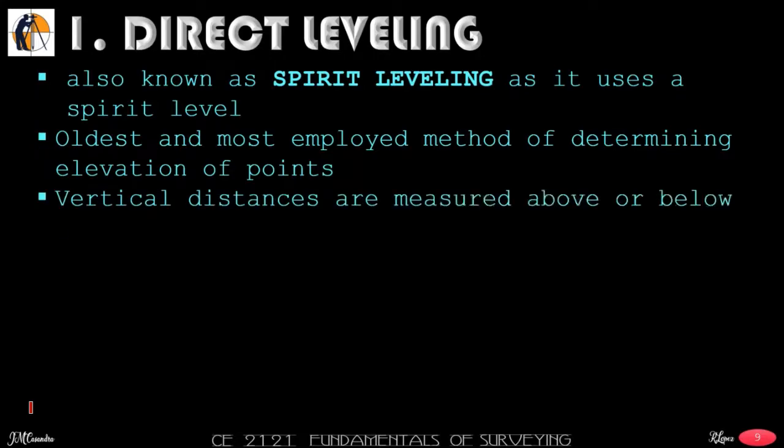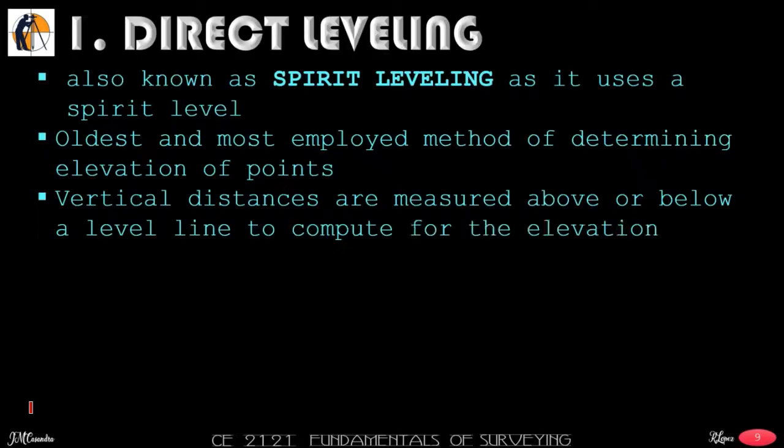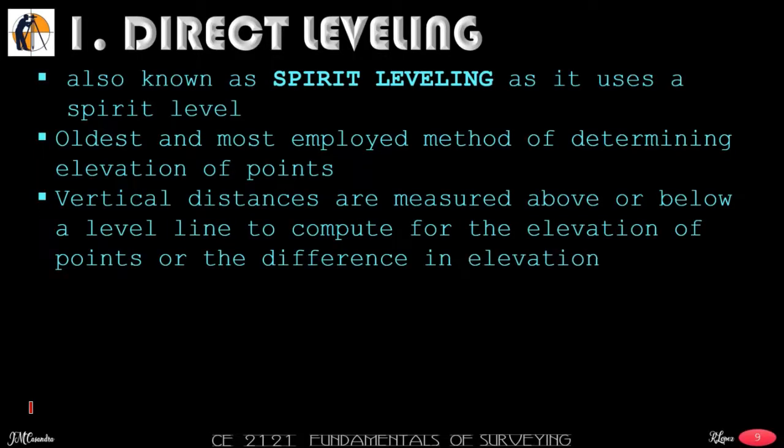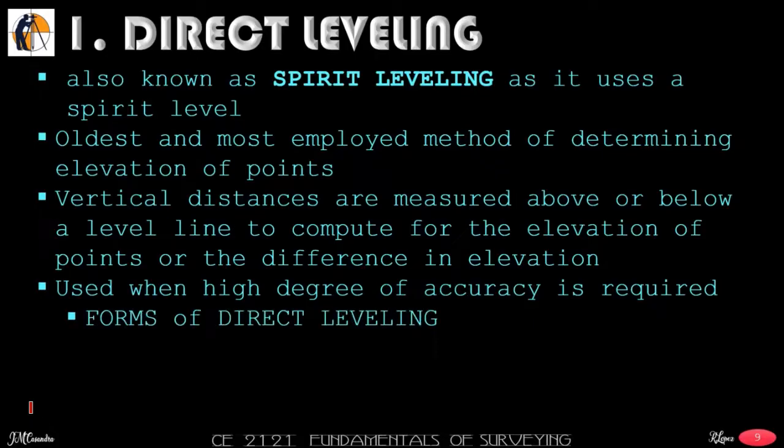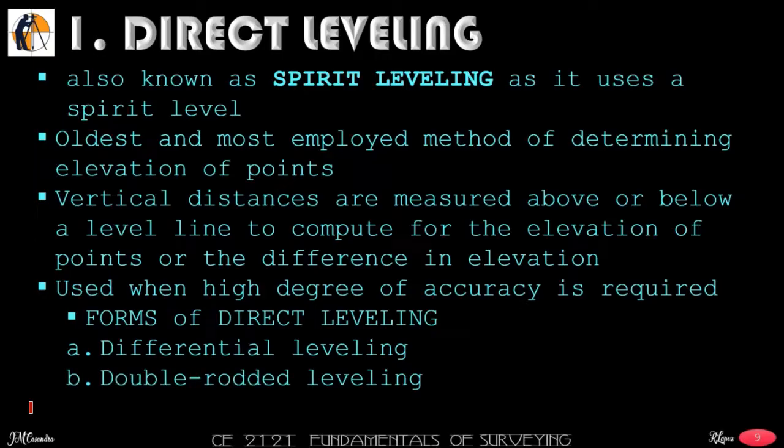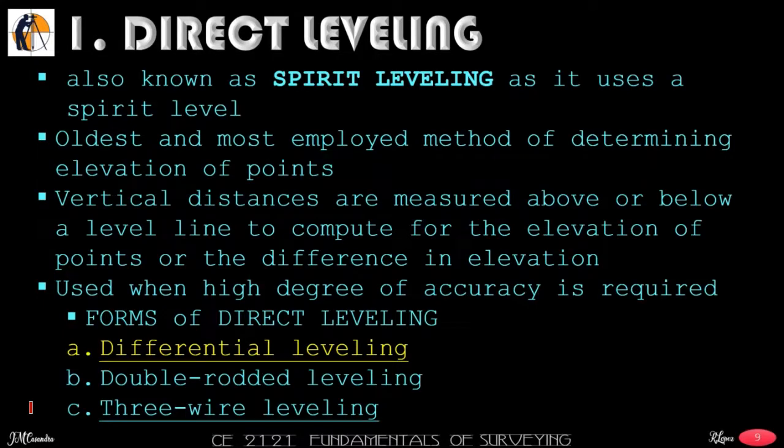The vertical distances are measured above or below a level line to compute for the elevation of points or the difference in elevation. It is used when a high degree of accuracy is required. There are different forms of direct leveling, which include differential leveling, double-rodded leveling, and three-wire leveling. So what we will be focusing on under direct leveling is the differential leveling and your three-wire leveling.